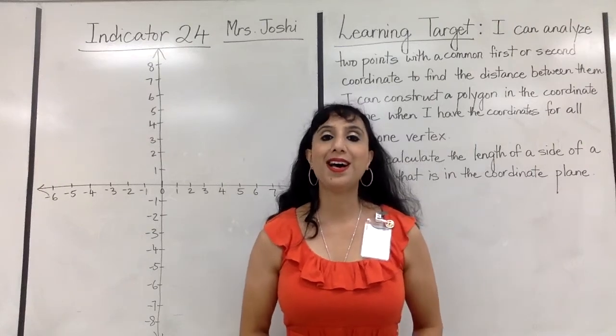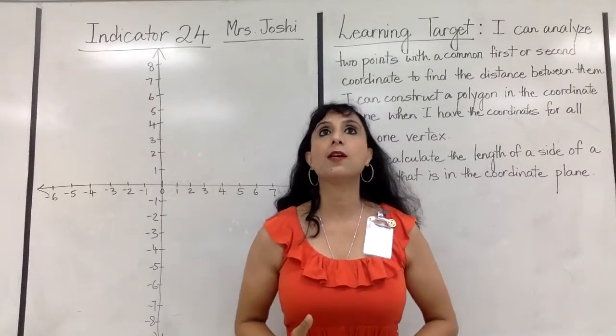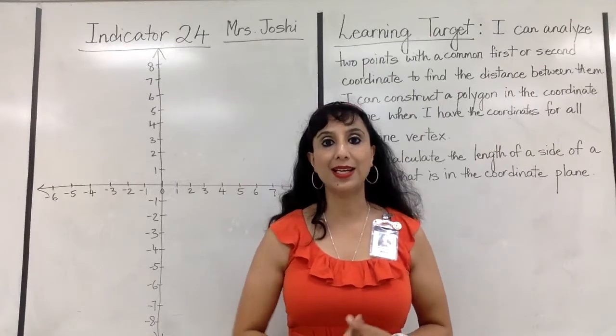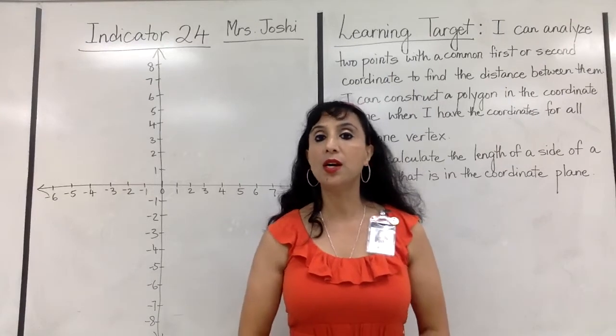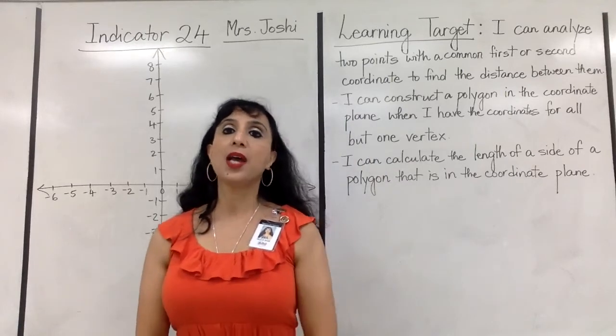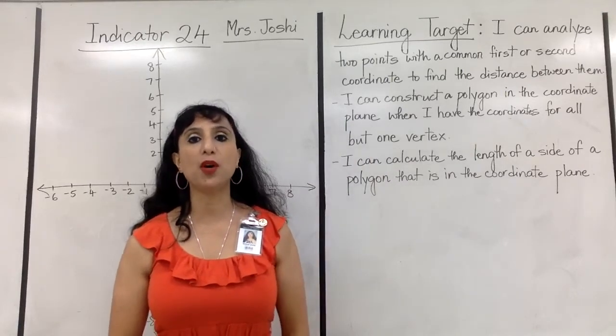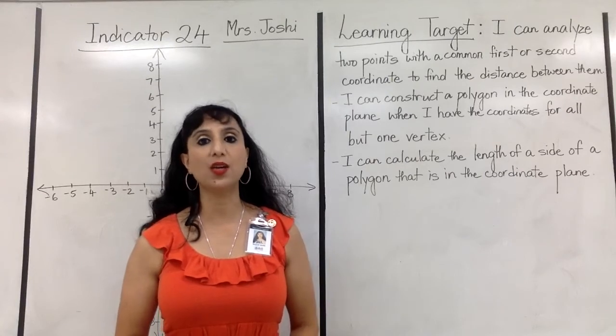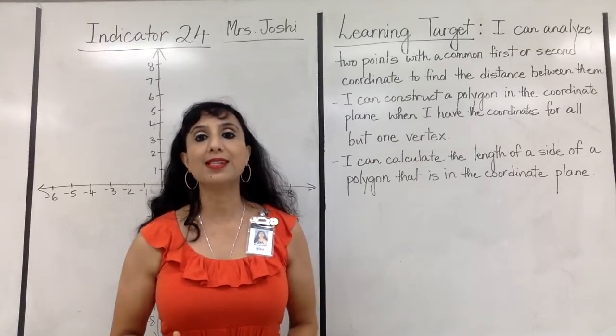Hey guys, this is the last part of Unit 6, the last indicator. This is indicator 24. If you look at the learning targets, I can analyze 2 points with a common first or second coordinate to find the distance between them.